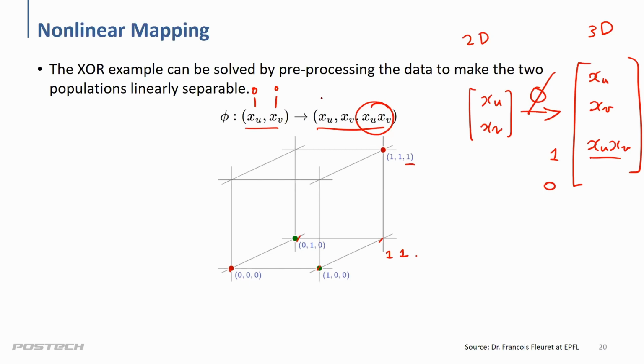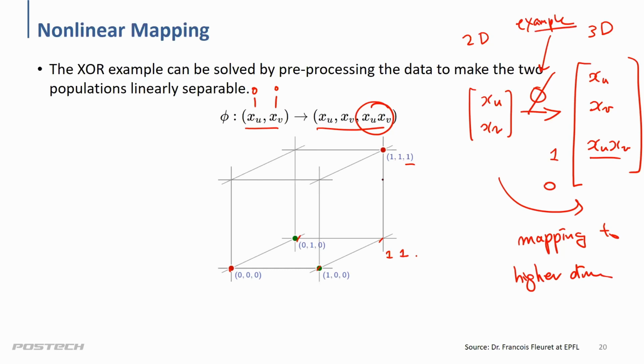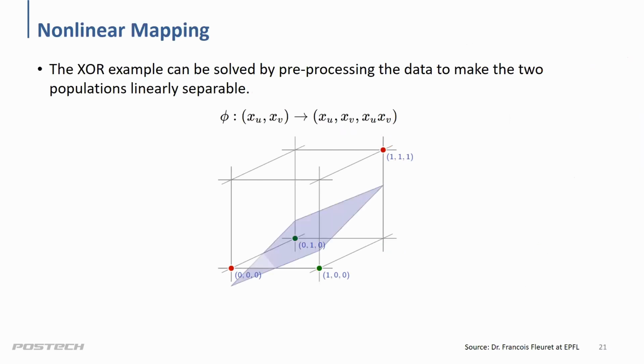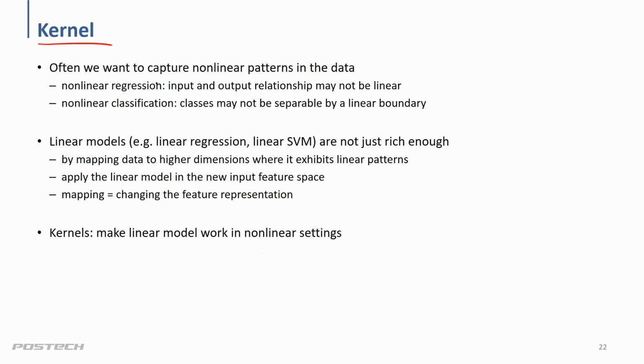So this is where we did the mapping to higher dimensions, and this is one of the examples. Now, in the higher dimensional space, as you can see, it's linearly separable like that. Okay, so with the kernel, we want to capture linear patterns in the data set.